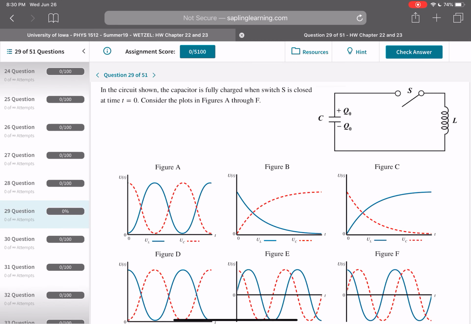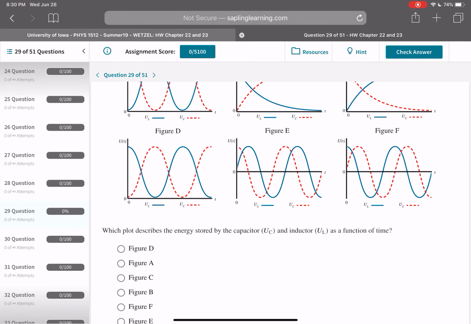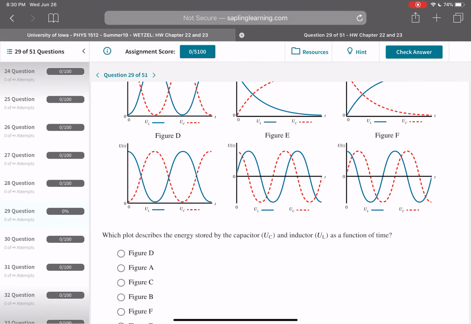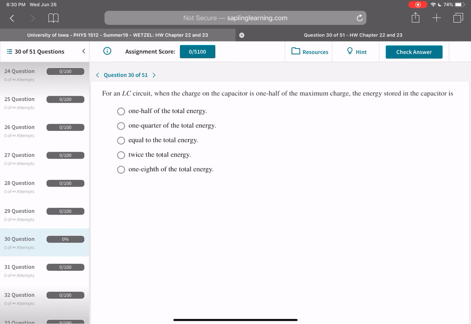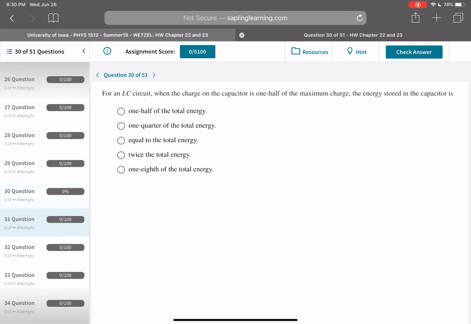Okay, in the circuit shown, the capacitor is fully charged when the switch is closed at time t. Consider the plots A through F. Which plot describes the energy stored by the capacitor and inductor as a function of time? These are just straight out of the book, so you can just pull those up. Question 30, for an LC circuit, when the charge on the capacitor is 1/2 of the maximum charge, the energy stored in the capacitor is, so again, just take the equation, put in 1/2 for one side of the equation. What do you get on the other side?